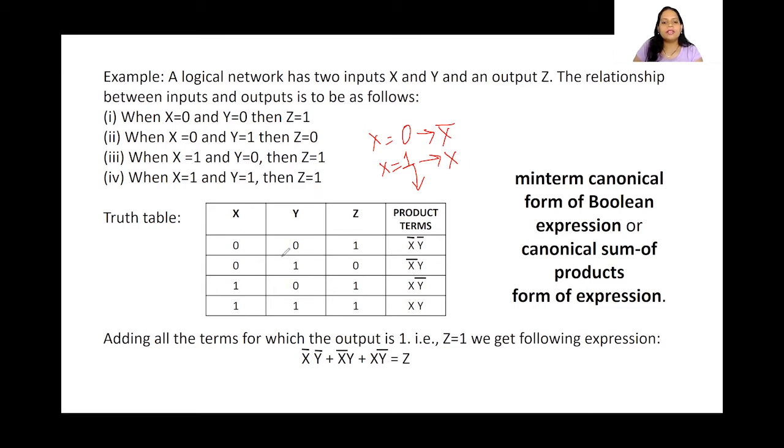See here, when it is 0, 0, we are writing x bar, y bar. And when it is 0, 1, we are writing x bar, y. When it is 1, 0, we are writing it as x, y bar. And when it is 1, 1, we are writing it as x and y. I hope this is clear. So wherever there is a value 0, we are applying a not operator, that is bar. And this particular thing, we are going to write it as a product. This also you need to remember.